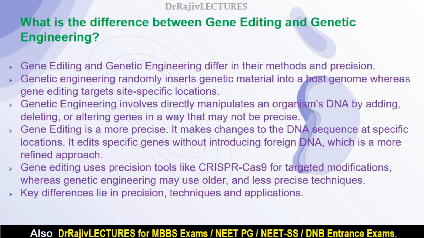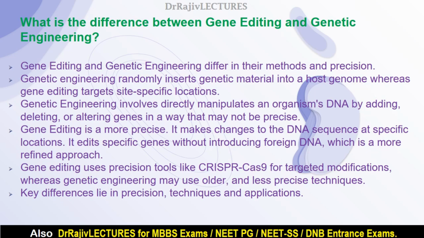Genetic engineering involves the direct manipulation of an organism's DNA using various techniques such as inserting genes from one organism into another to confer new traits like pest resistance in crops, modifying existing genes to enhance or suppress certain characteristics, creating genetically modified organisms or GMOs, which can involve adding, deleting, or altering genes in a way that may not be precise. Gene editing, on the other hand, is a more precise form of genetic engineering.